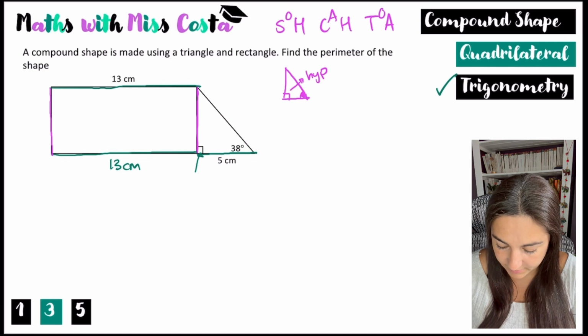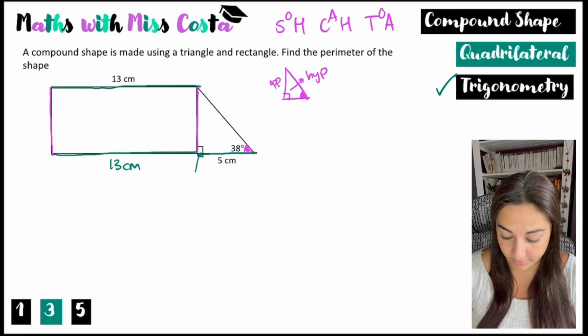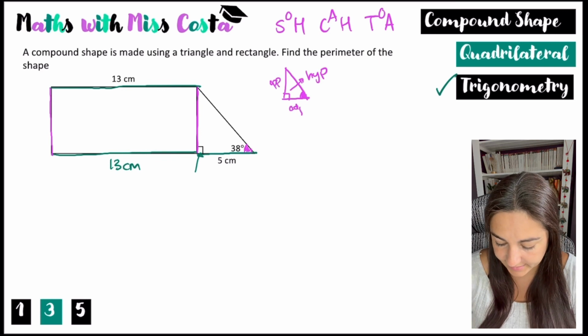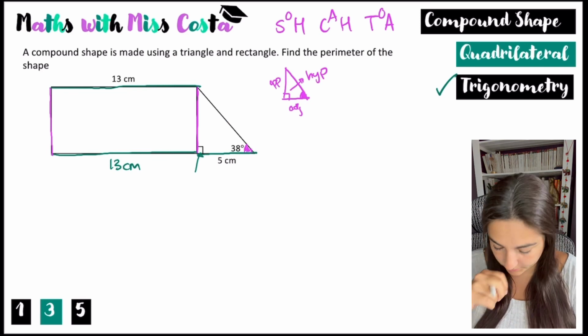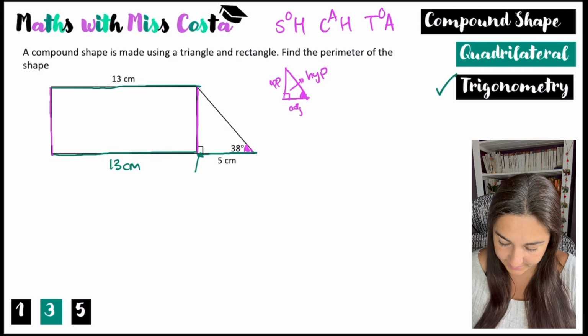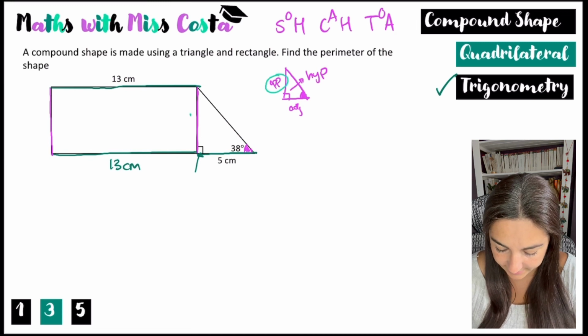Then you will be given an angle. In this case, it's 38 degrees over here. And your opposite side is the side that is opposite your given angle. And then you've got the adjacent, which is the side that is next to, adjacent to your angle. So here we've got opposite, adjacent and hypotenuse. And we want to figure out the opposite, because that is this side here.